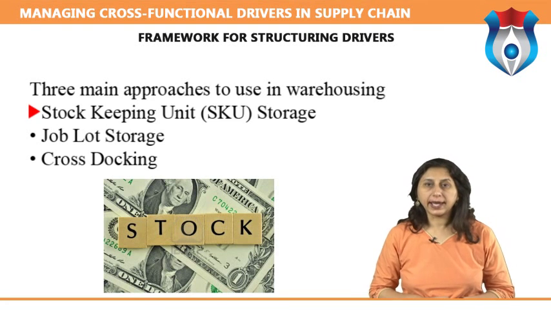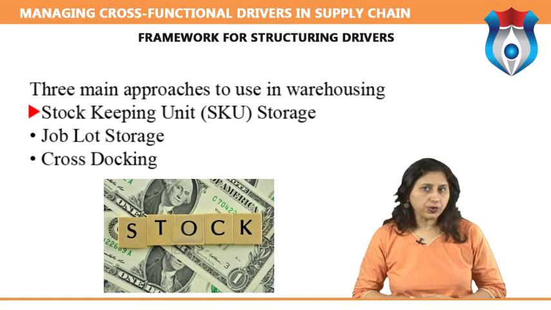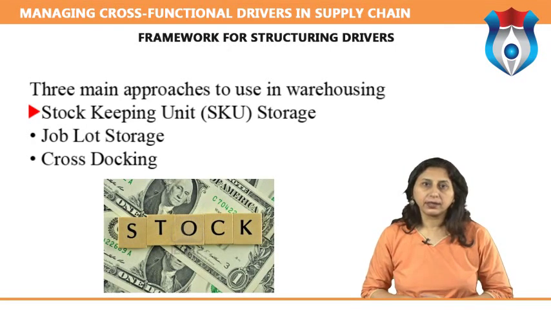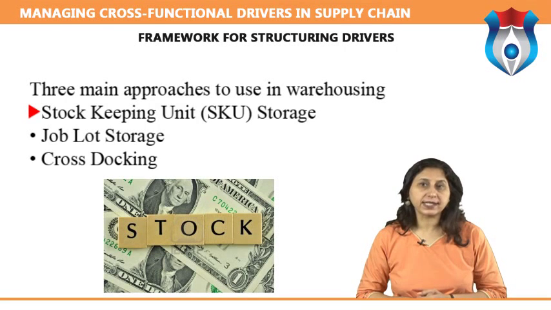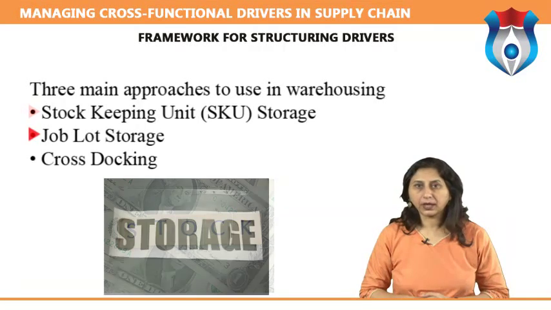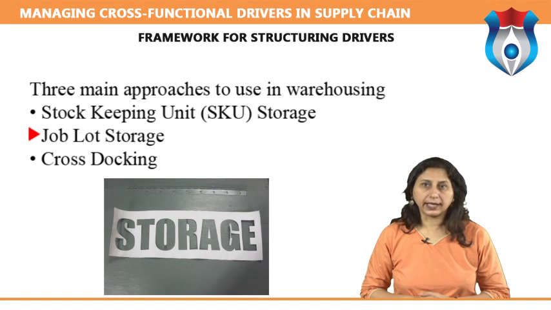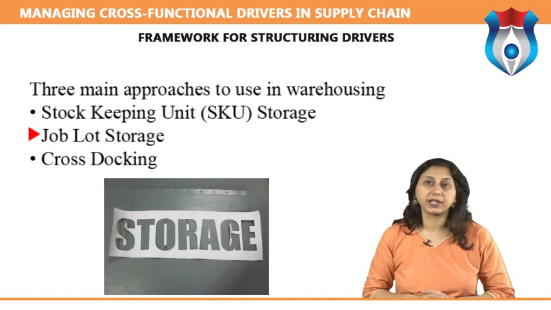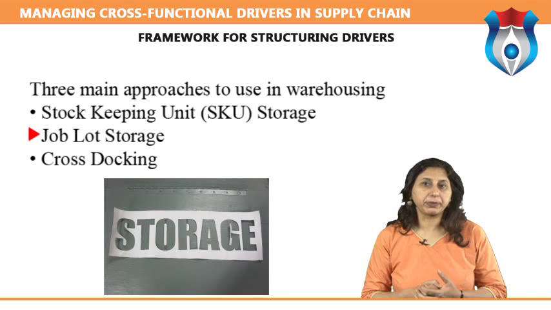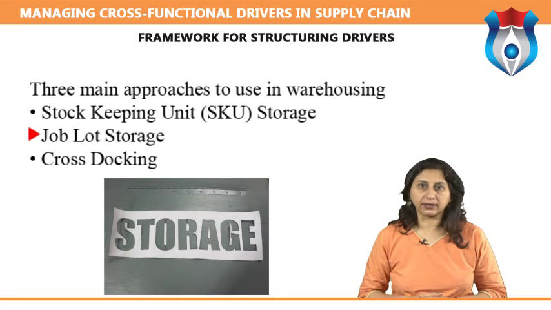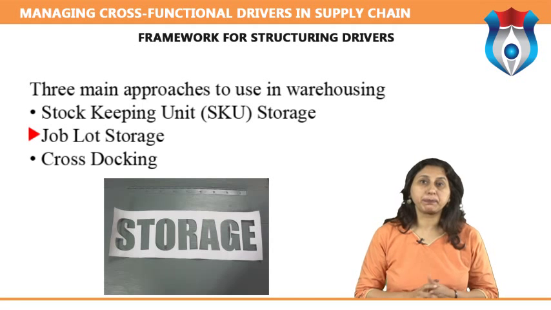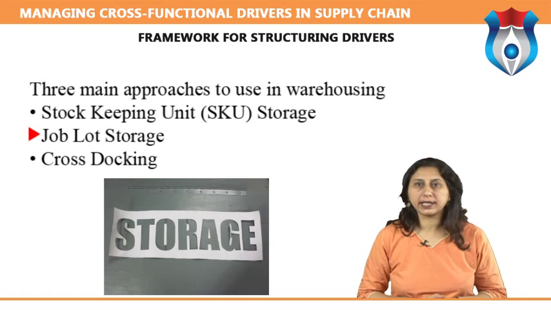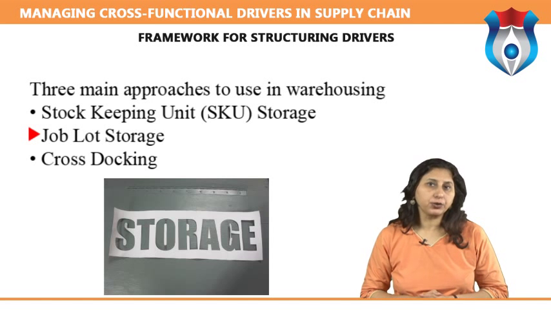Stock keeping unit, SKU storage. In this traditional approach, all of a given type of product are stored together. This is an efficient and easy to understand way to store products. Job lot storage. In this approach, all the different products related to the needs of a certain type of customer or related to the needs of a particular job are stored together. This allows for an efficient picking and packing operation, but usually requires more storage space than the traditional SKU storage approach.